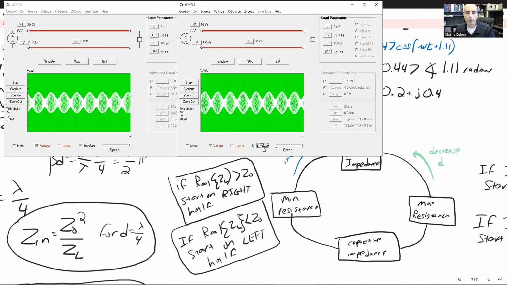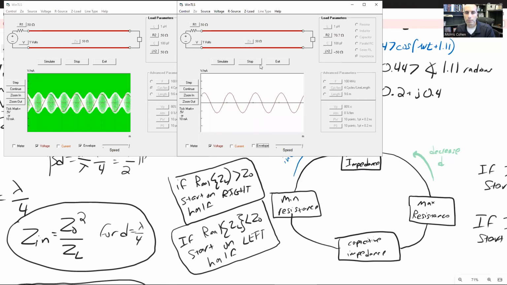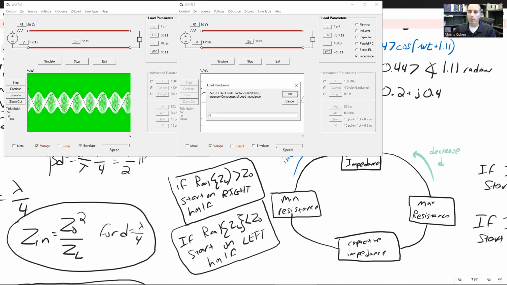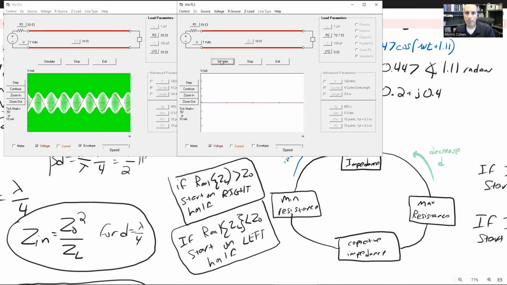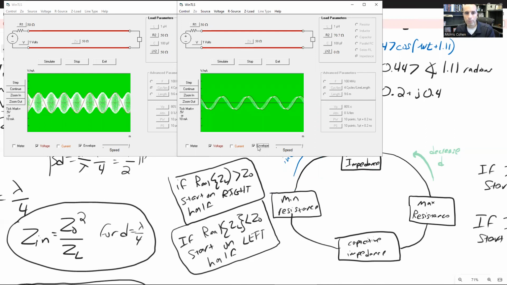All right, so I'm also going to get rid of this capacitor right here, and we're going to simulate this. Let that settle out. So this now is just a resistor. There is no more capacitor on the load. So let's let that settle out. And once it does, I'll click this envelope button, and you'll see that right there.